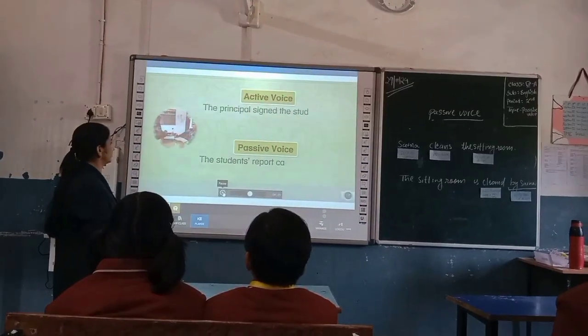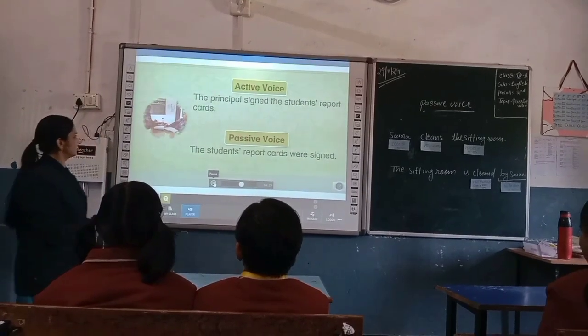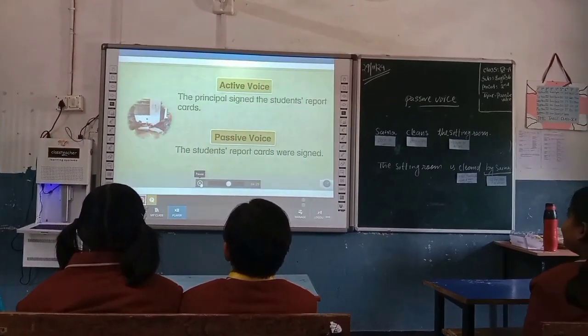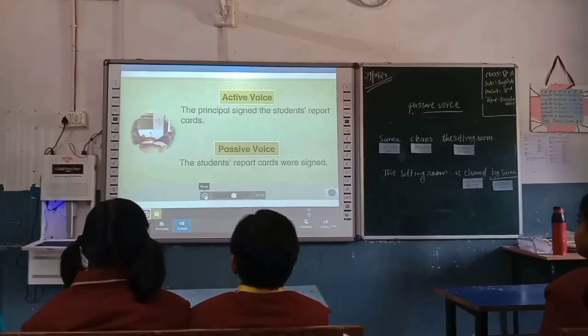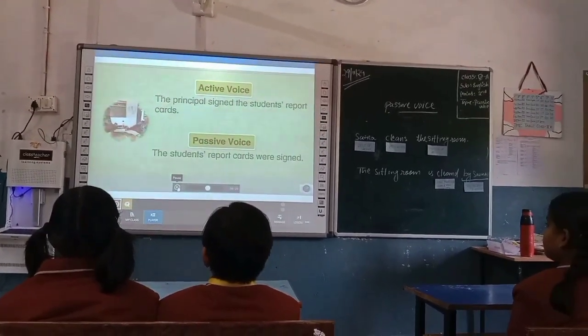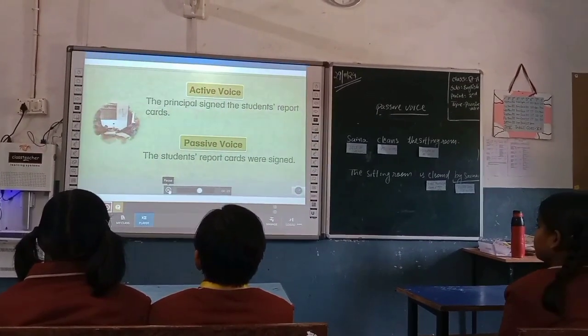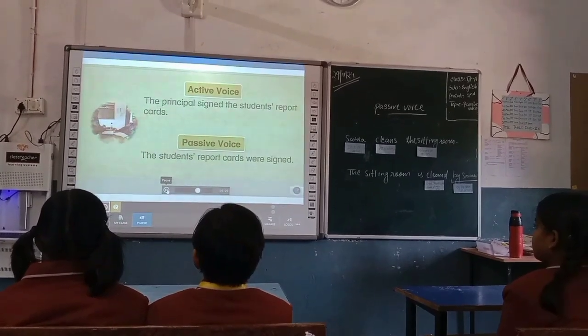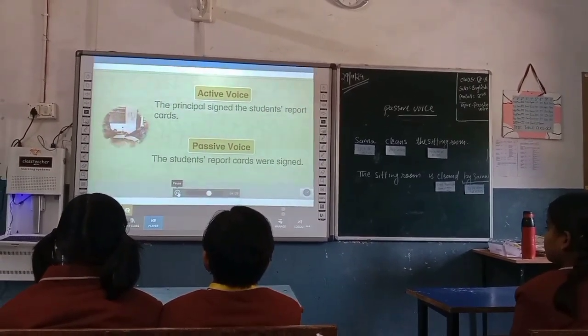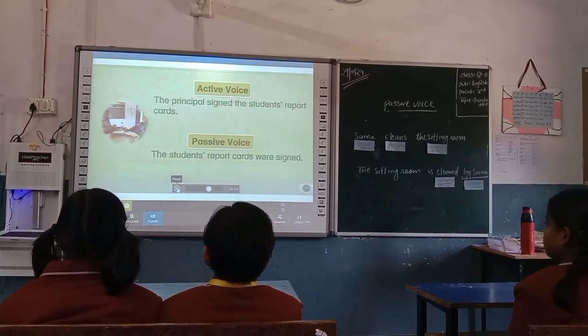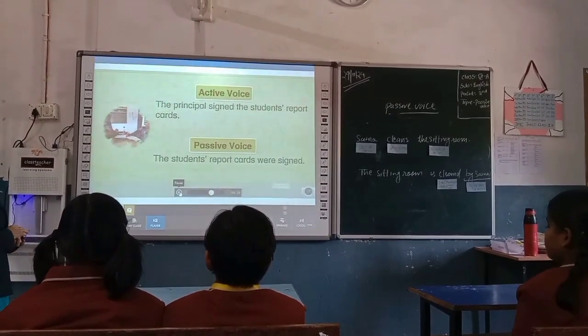Look at this example. The principal signed the students' report cards. In the passive voice, it becomes the students' report cards were signed. In the passive voice, the writer has not included the subject, the principal. That was simple, wasn't it?